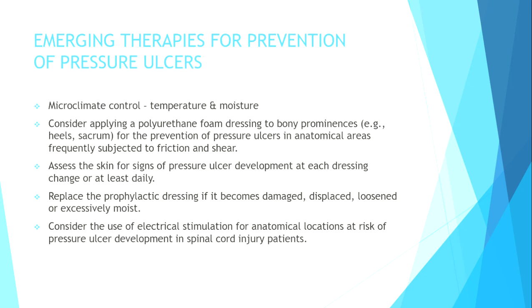Emerging therapies for prevention of pressure ulcers. Microclimate control. You must control temperature and moisture. Consider applying a polyurethane foam dressing to bony prominences. Assess the skin for signs of pressure ulcer development at each dressing change, or at least daily. Replace the prophylactic dressing if it becomes damaged, displaced, loosened, or excessively moist. Consider the use of electrical stimulation for anatomical locations at risk of pressure ulcer development in spinal cord injury patients.